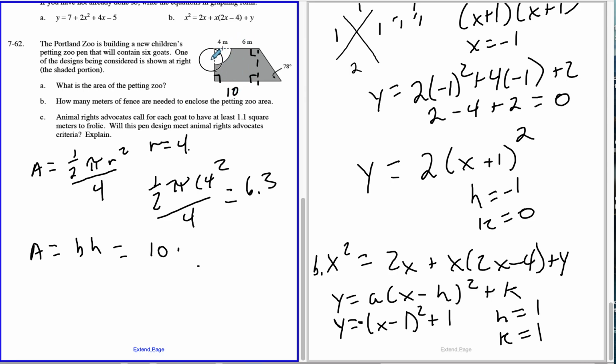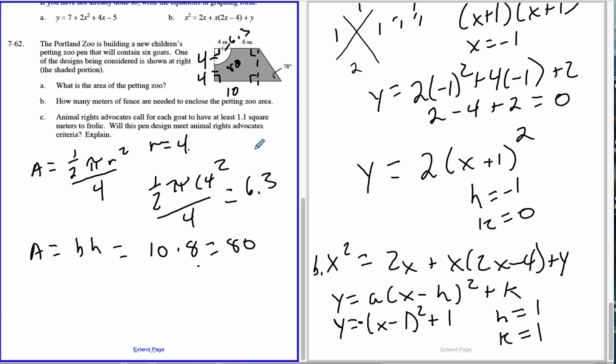This side, we know these little dashes are the same, so that's 4 and 4. So that side is 8. 10 times 8 is 80. So this whole piece is 80. And this is 6.3.